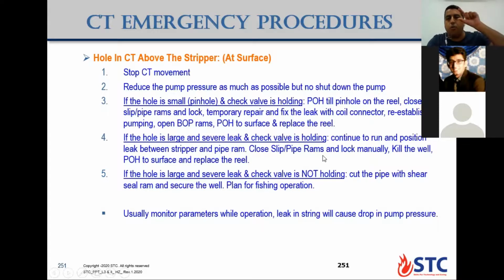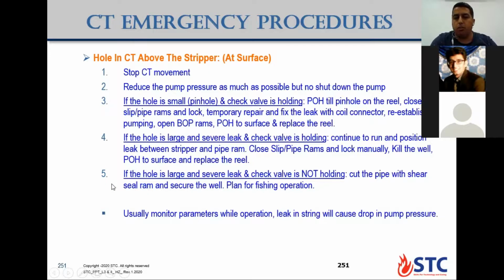So you have now the leak trapped between two sealing points, the stripper and the pipe ram. Lock manually. In this case, you will pull out of hole or you kill the well with circulation to keep the well safe, zero wellhead pressure. Then you will continue pulling out of hole to replace the reel. So the first option is usually to try to manage or solve the issue. The second option is killing the well.